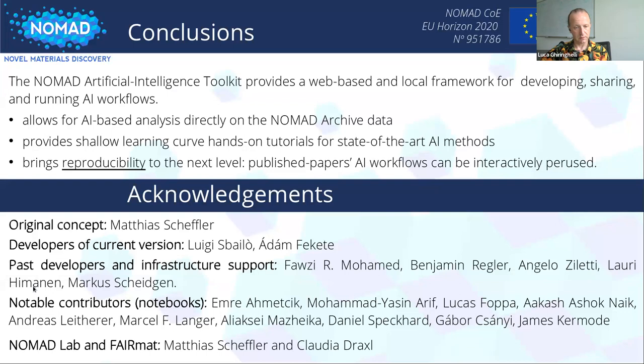Okay, so what I wanted to show is that the NOMAD artificial intelligence toolkit has three important purposes. It allows for artificial intelligence analysis of the NOMAD archive data. I hinted at that, and this afternoon you will see how exactly to do that in the hands-on session. It introduces a shallow learning curve hands-on tutorial for state-of-the-art artificial intelligence methods that people can just go through without much pre-knowledge, even about Jupyter notebooks. You will see that these are useful and easy to run, especially if they are already mounted on your browser without too much to do.